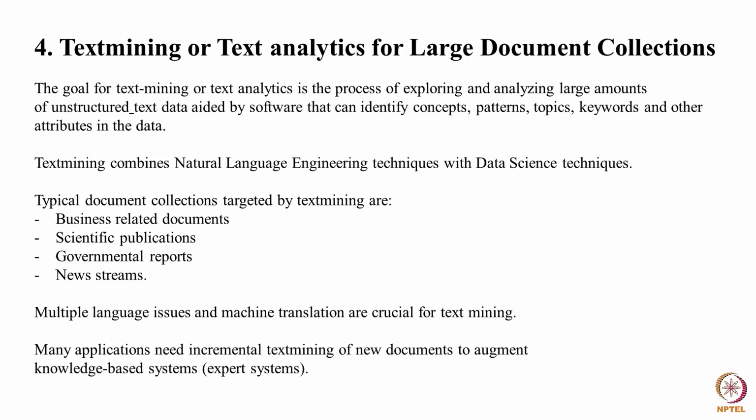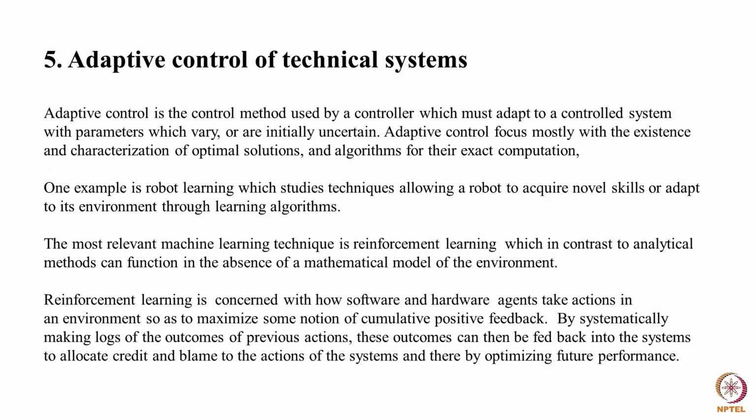Many applications need incremental text mining for new documents to augment knowledge-based systems, expert systems. So for example, you have an expert system in medicine, in law, and those systems get old after a while. There comes new information all the time in document form. And in order to keep the systems up to date, you actually need to extract the relevant new facts from the new documents and augment the systems based on those facts.